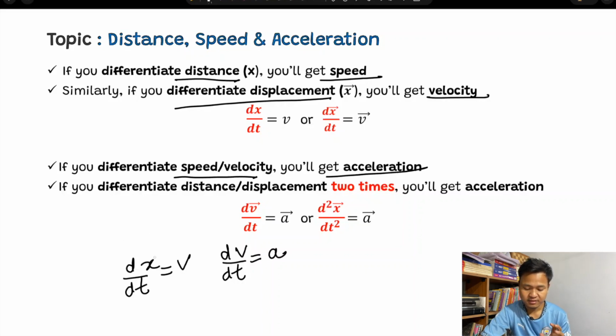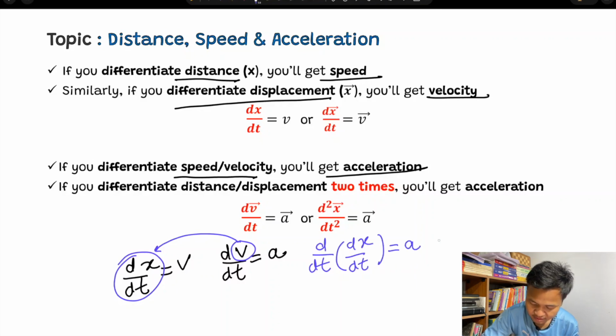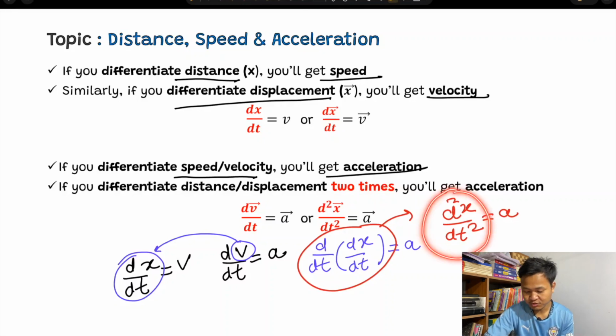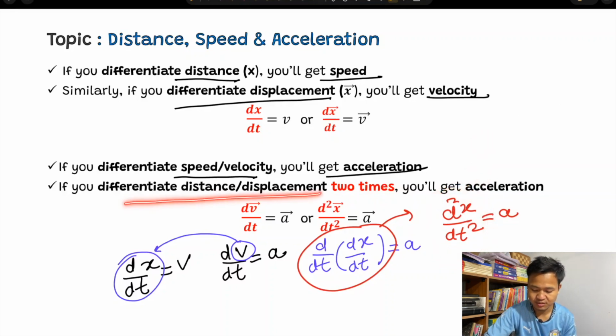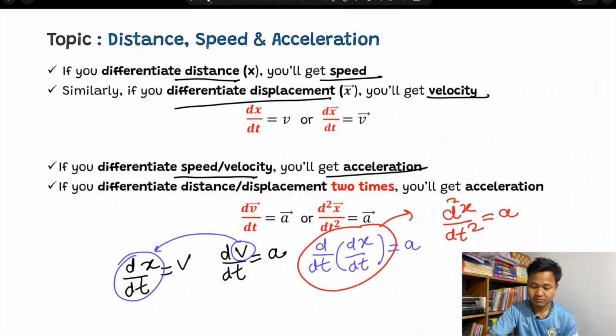Here I can do one more thing. In place of v, I can put this whole thing, so I will have d by dt into dx by dt, and this is nothing but a. This whole big thing we write in maths as d2x divided by dt square. That is a. Now don't be scared. d2x by dt square means you differentiate x twice, and you'll get acceleration. Remember. Let's solve some questions on this.